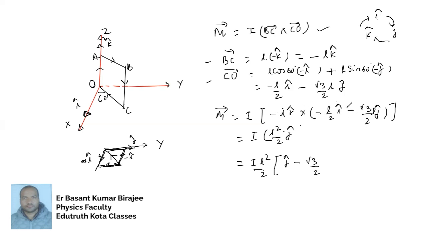And then if you multiply this, minus times minus will be positive. But if you take the cross product of k cross j, k cross j will be minus i. And here you have 1, so you have root 3 by 2 L square, and you have i cap. So you can simplify this one. See, i L square by 2 will become, here you have a j cap.